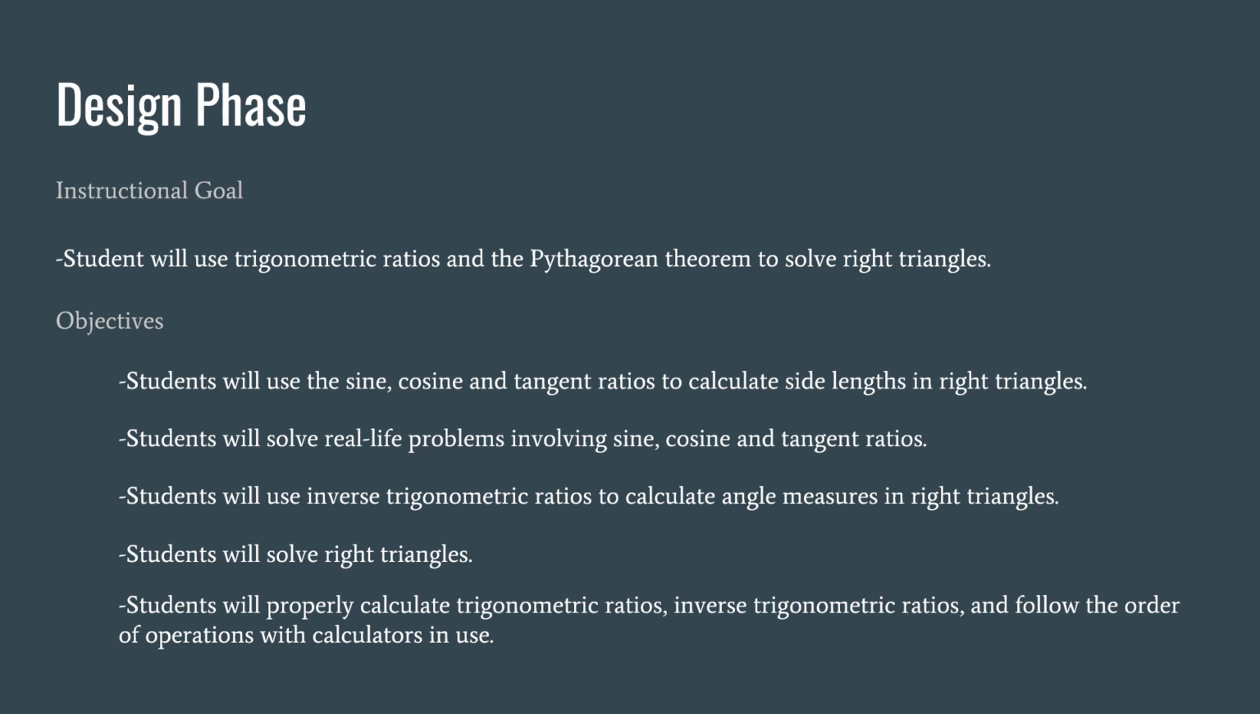So for the design phase, we set the instructional goal to be: students will use trig ratios and the Pythagorean theorem to solve right triangles. Within that instructional goal, specific objectives were that students were going to use sine, cosine, tangent ratios to find missing side lengths in right triangles. Also, we're going to solve real life problems using the sine, cosine, and tangent ratios. Students would also use inverse trig ratios to find missing angle measures in right triangles. Once again, students will solve right triangles, and then students will also be able to properly calculate trig ratios, inverse trig ratios, and follow the order of operations when they're using their calculators.